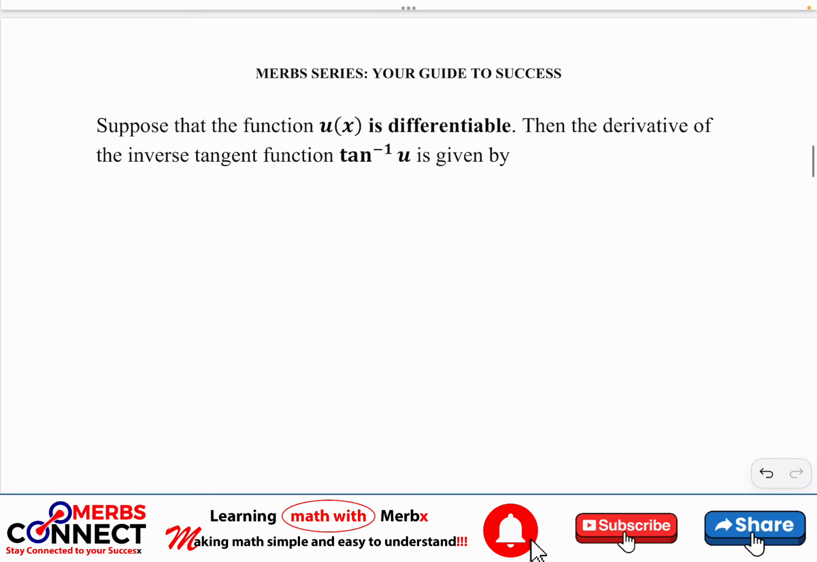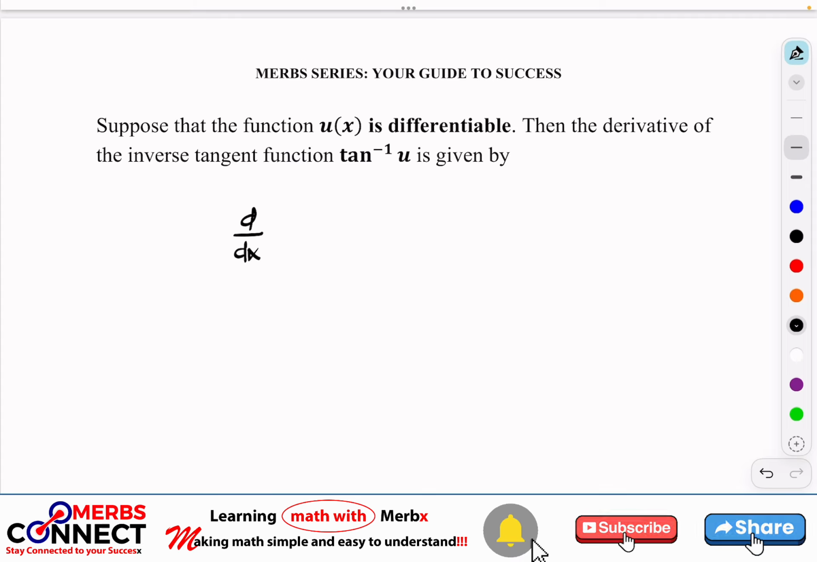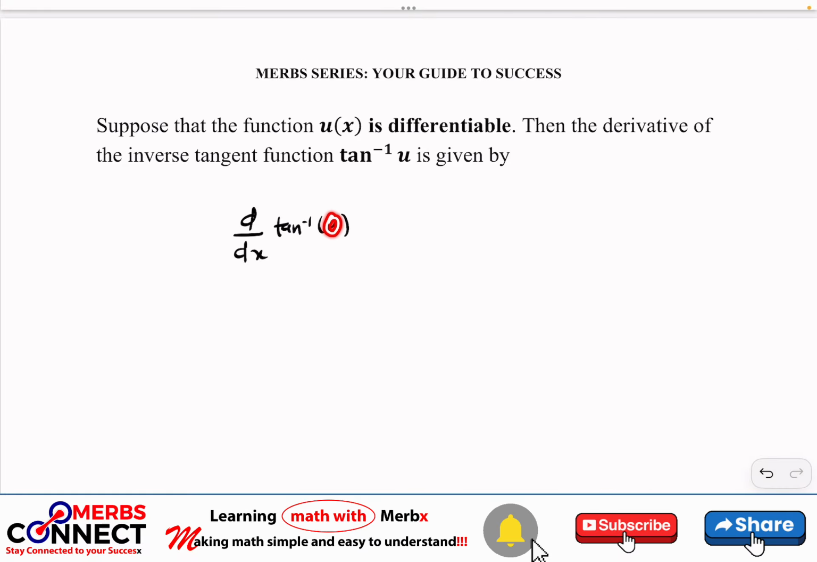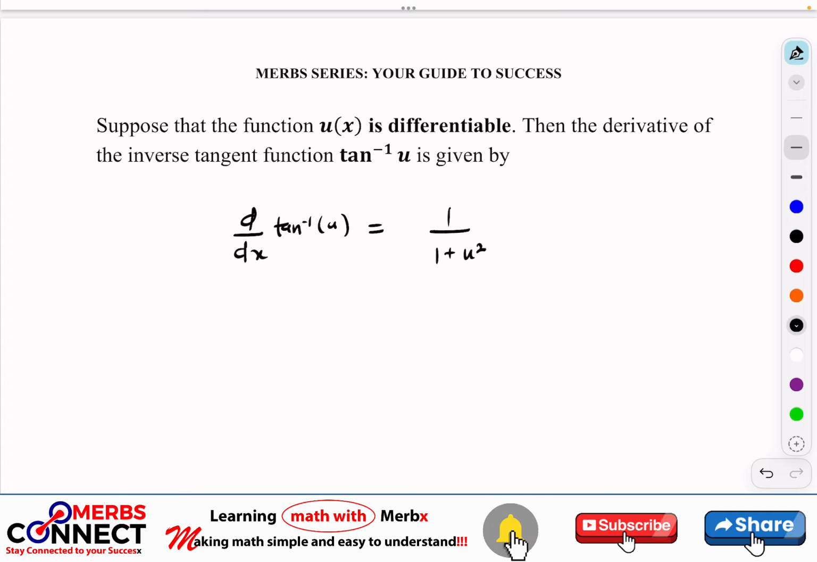Now let's think of when the function is not in terms of x and we are differentiating with respect to x. So for example, we want to differentiate tan inverse. Now this becomes the general rule which we can use to differentiate all tan inverse functions. So now I want to differentiate tan inverse of u, and we are differentiating it with respect to x. So it means that now the function here is not just x. So this is going to give us 1 divided by 1 plus u squared, times u prime. So this is what we are going to get.